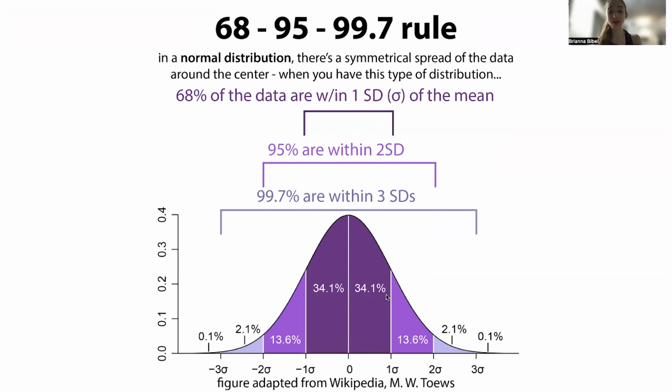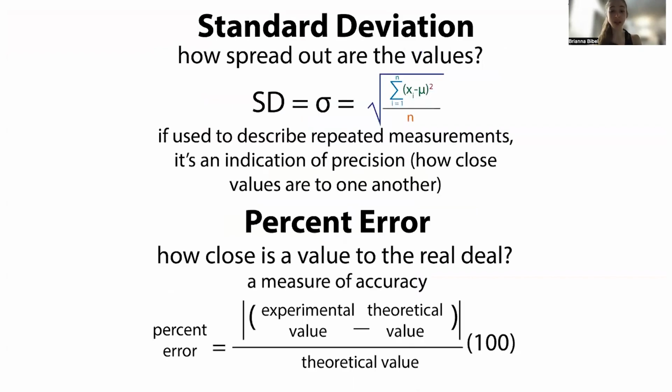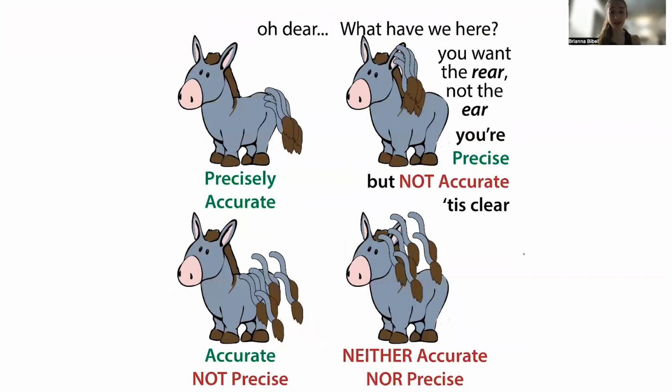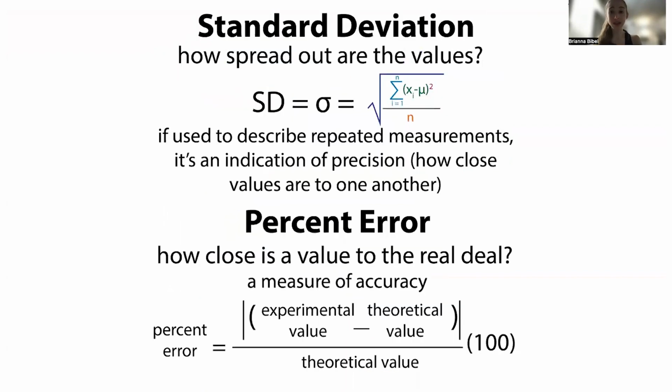So if you have a higher standard deviation, this is going to tell you that in order to encompass 68% of your data, you're going to have to go out further from the average. And so the higher your standard deviation, the more spread out your data is. And the more spread out your data is, that's like having your tails be further apart. So the higher the standard deviation, the less precise the measurements.